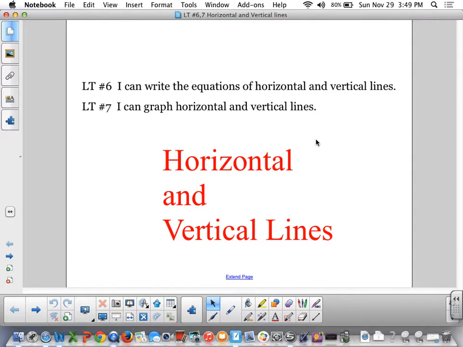This movie is on horizontal and vertical lines. Our first learning target, 6, I can write the equations of a horizontal and vertical line. And learning target 7, I can graph horizontal and vertical lines. So let's look at this.